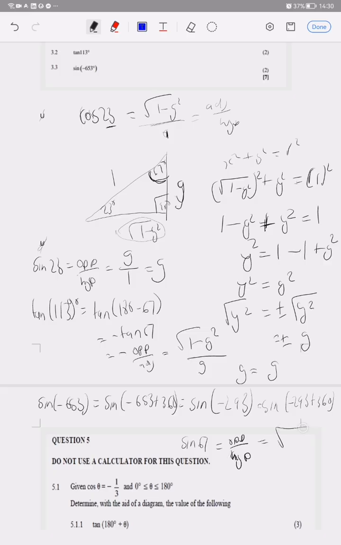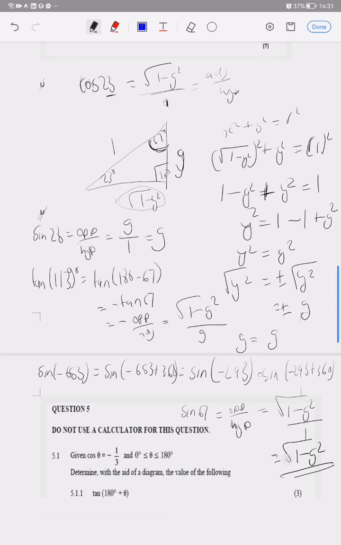So my opposite will be the square root of 1 minus g squared over 1. So it's just the square root of 1 minus g squared, right? That is my solution. Next question, let's see.